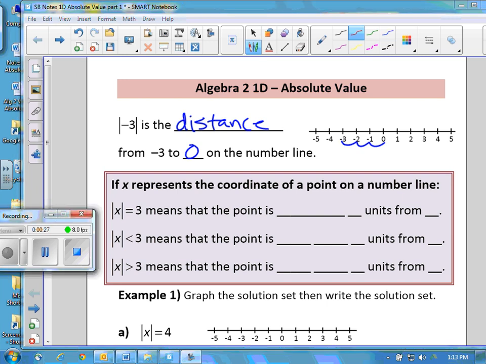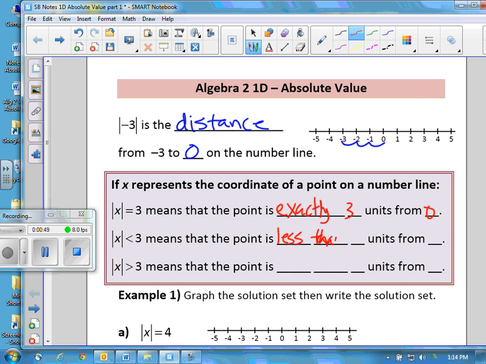So let's look at these statements. The first one says the absolute value is equal to 3. This means that the point is exactly 3 units from 0. The second statement is read that the absolute value is less than 3. And this means that the absolute value is less than 3 units from 0. The final one says that the absolute value is greater than 3, which means that the point is more than 3 units from 0.